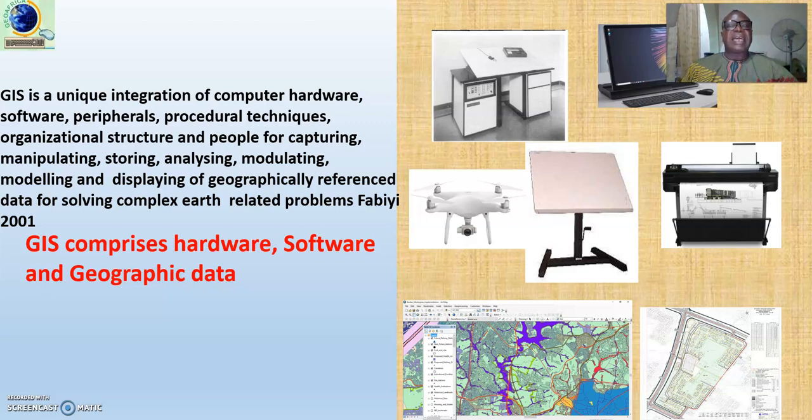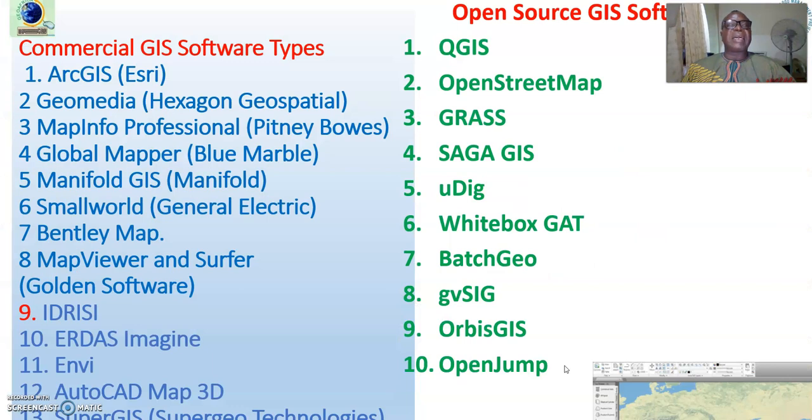So basically, GIS comprises hardware, software, and geographic data in terms of components. When we are talking about the hardware and the peripherals, we are talking about the computer system, the plotter, the digitizer, the drone, the GPS, the scanner, and so on and so forth. We are talking about maps, software, and programs that can be used.